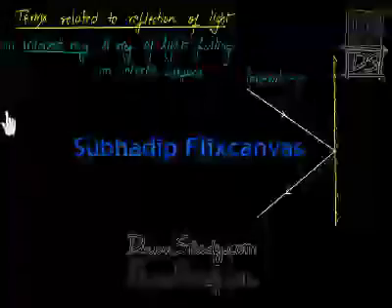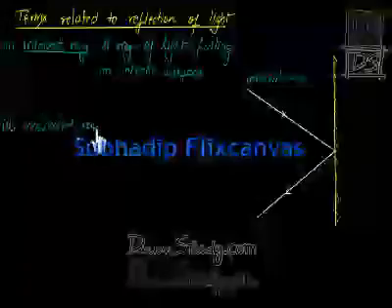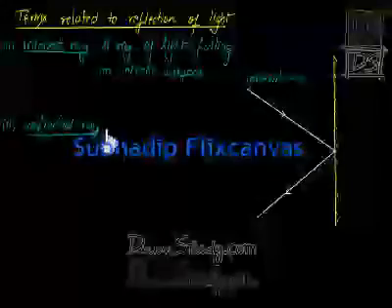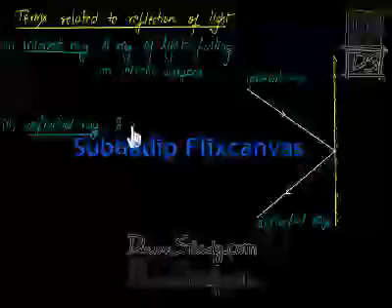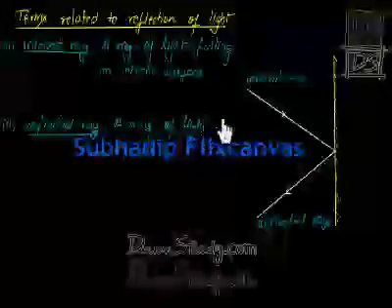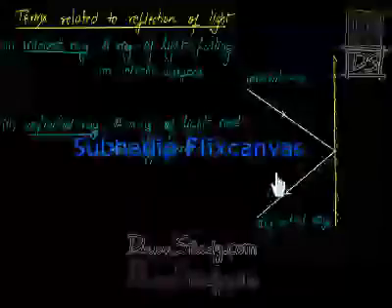Simple. Second term which we are going to define here is called reflected ray. What is reflected ray? You must be getting it. The light ray which gets reflected from this mirror is called reflected ray. So how can we define a reflected ray? A ray of light sent back by mirror. Okay. So from mirror, the ray which is coming back is called reflected ray.